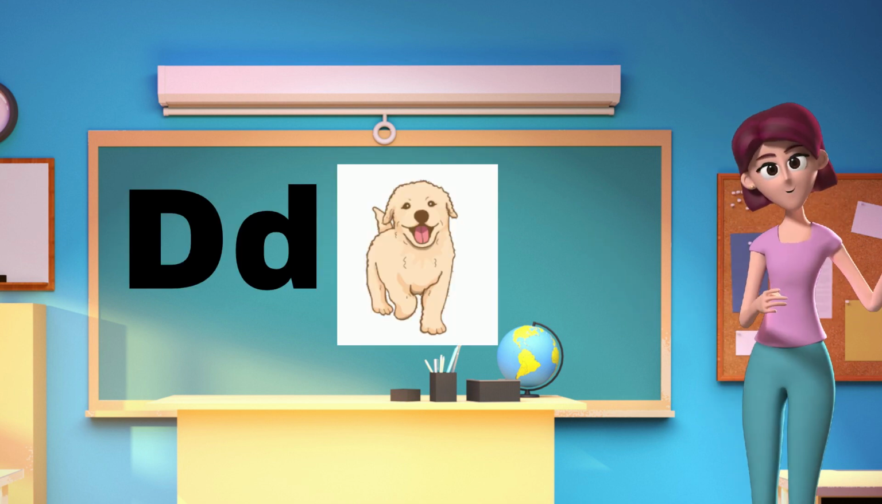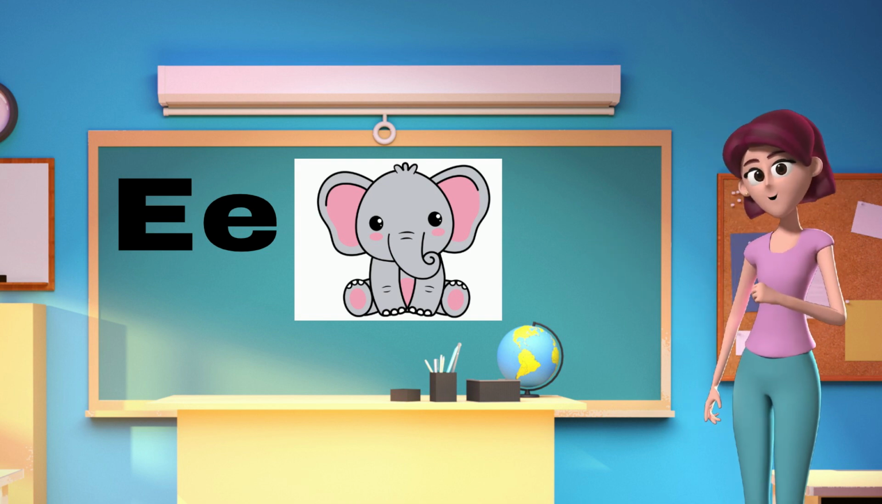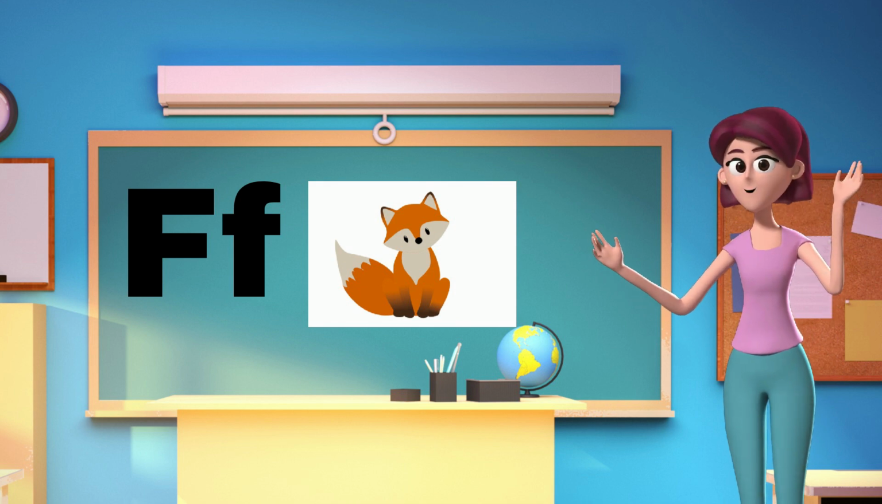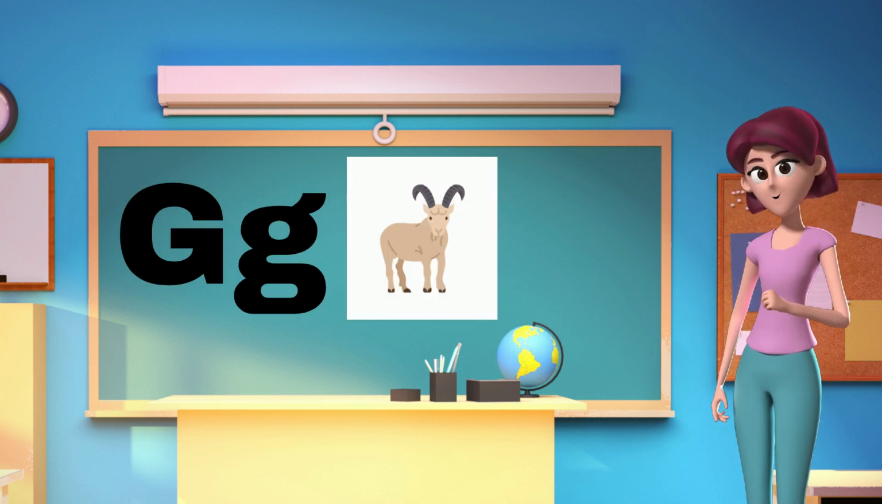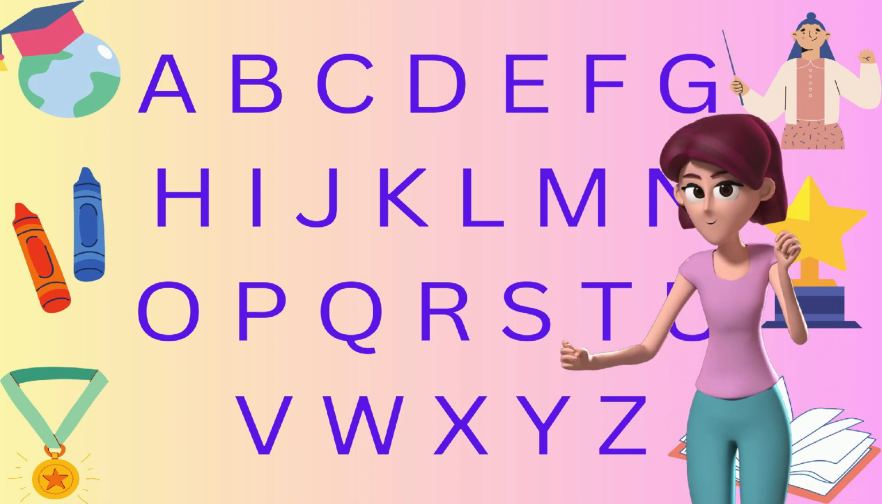C. Cat. D. Dog. E. Elephant. F. Fox. G. Goat. An easy way to remember this is to learn a song.